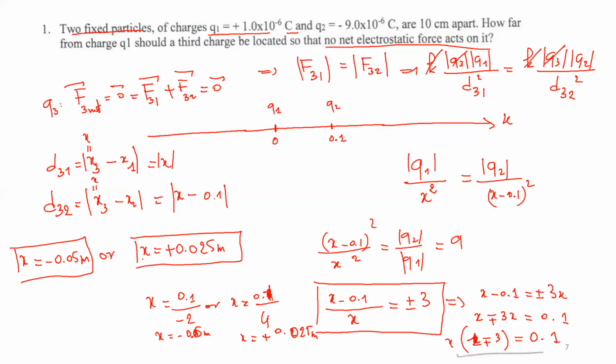So why do I have two solutions? Well, we know that Q1 is positive and Q2 is negative. Okay, let's consider this one. So I'm here at minus 0.05 meters. If Q3 is positive, what will happen? Of course, this one will repel it, but this one will attract it, and I can be in equilibrium. If Q3 is negative, this one will attract it with a force, right? So what I want to tell you is we have both solutions and both of them are good.